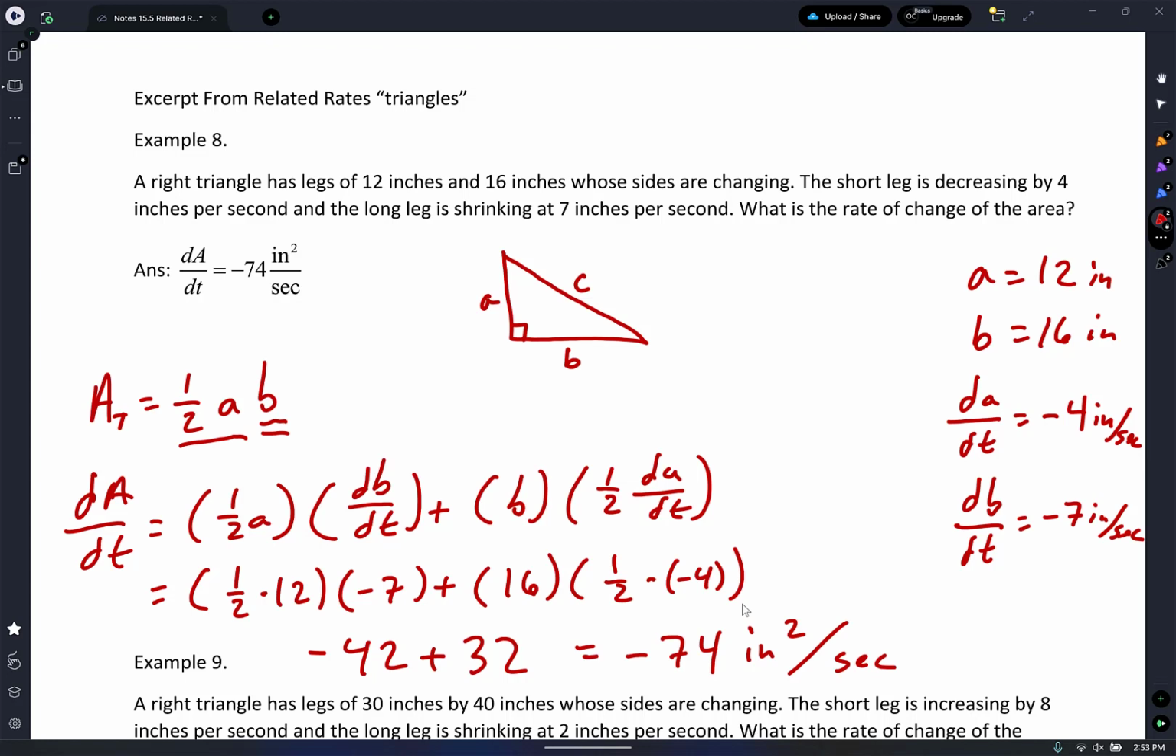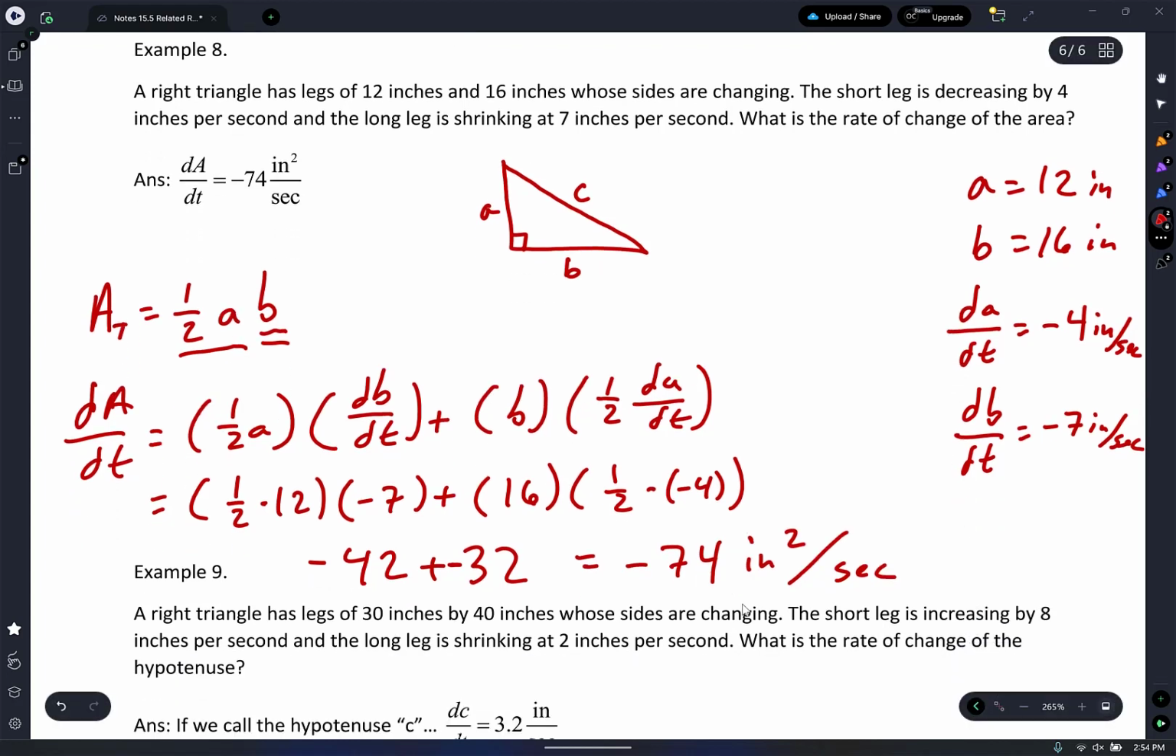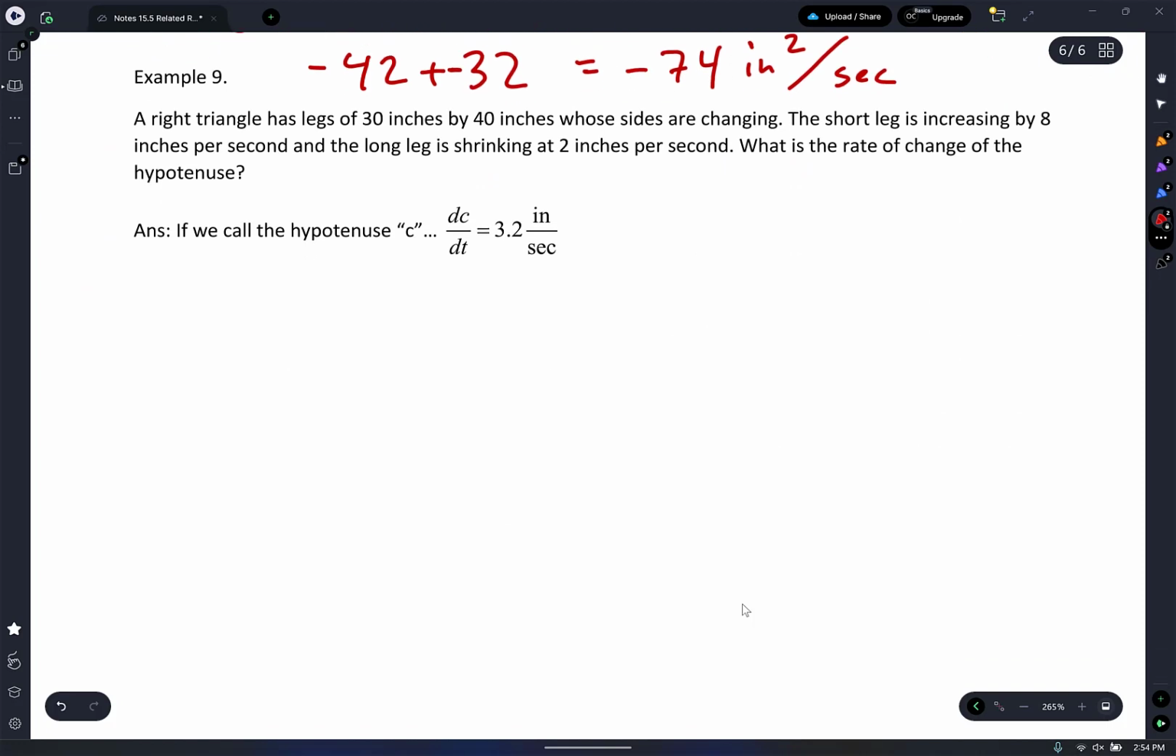Well, you wrote it as -42 plus. Oh, I said -32, but I didn't write it in. I was like, wait a minute. Yeah, -42 plus -32. I said -32, but I didn't write the -32. Are we okay, guys? Yep. One last one. Here we go.